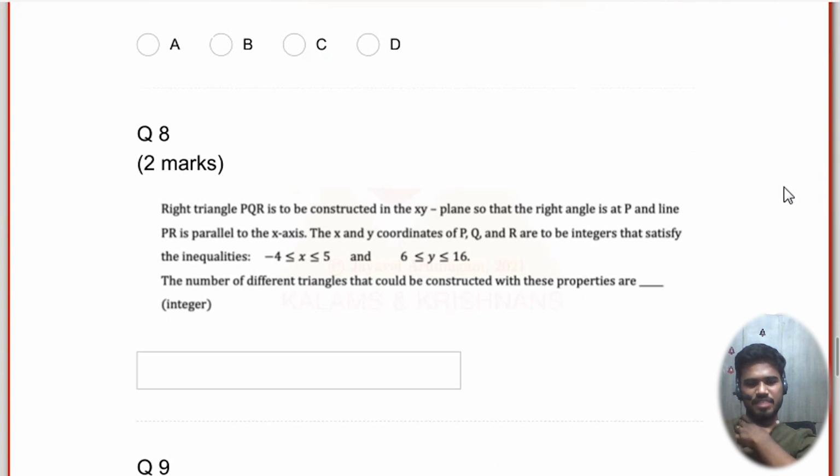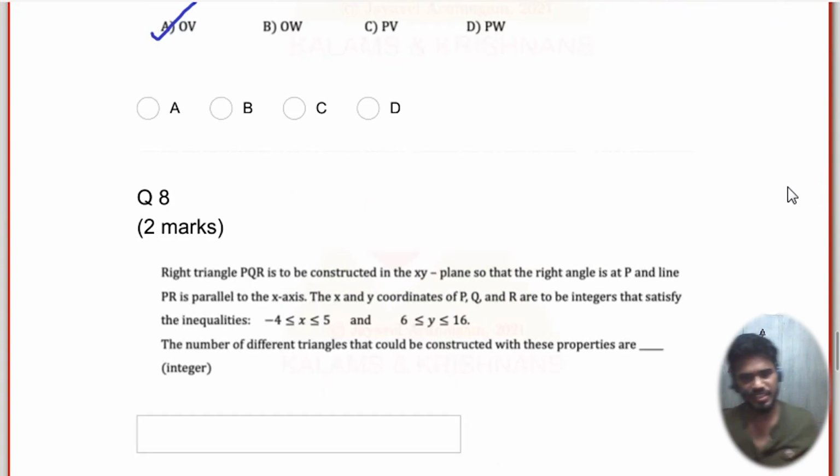Fine. Right triangle PQR is to be constructed in the XY plane so that the right angle is at P and line PR is parallel to the x-axis. XY coordinates of PQR are to be integers that satisfy the inequalities minus 4 less than or equal to x less than or equal to 5, 6 less than or equal to y less than or equal to 16. Number of different triangles that could be constructed with these properties are.